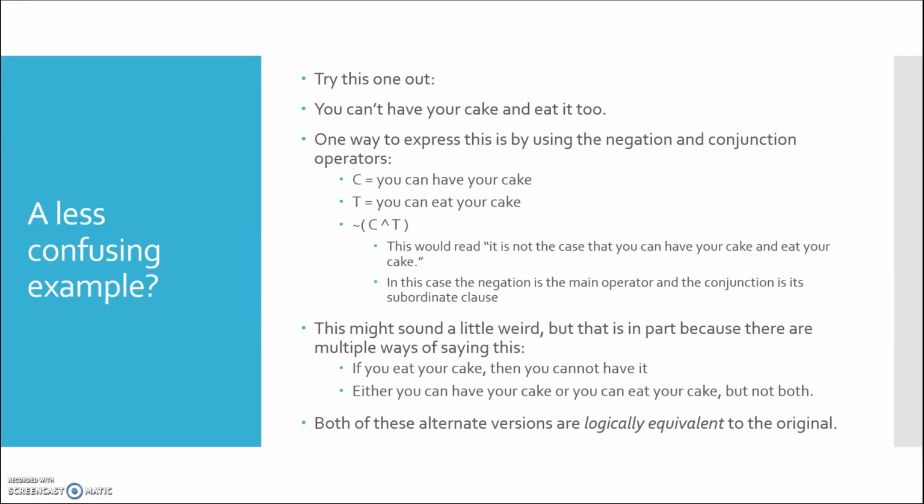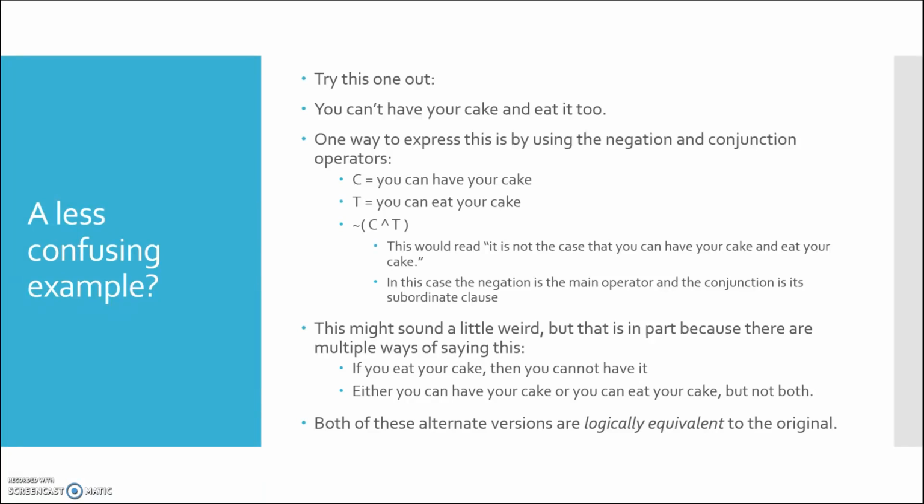Okay, so maybe this will be a little easier to see. Let's take the cliche, you can't have your cake and eat it too, and break it down. If we have the most basic components, C equals you can have your cake, and T equals you can eat your cake, we can express that as a negation of the conditional of the two, right? It's not the case that you can have your cake and you can eat your cake.